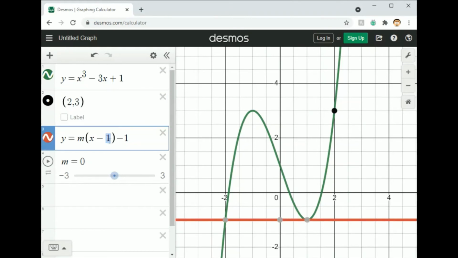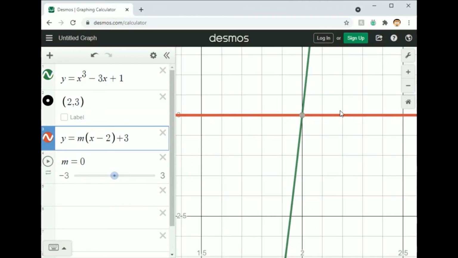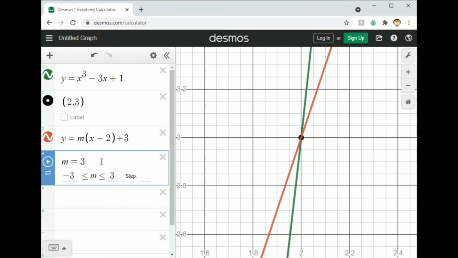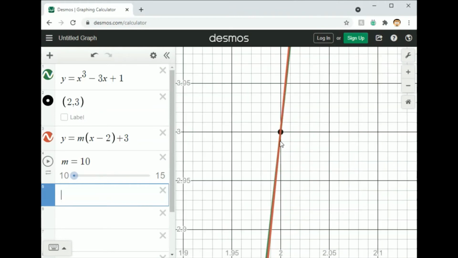All right, so this is going to be mx minus 2 plus 3. And now I need to match that slope. I can go right up to 3. It's not enough. I know I'm going to have to go bigger, so I think it's going to be between 10 and 15. If that doesn't work, I can always modify it. Oh, those two are close.